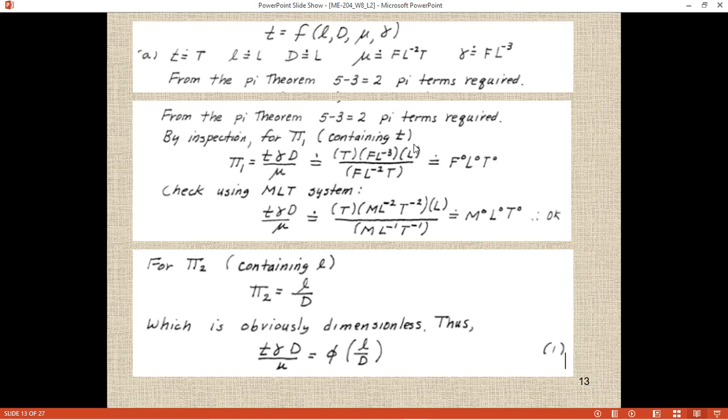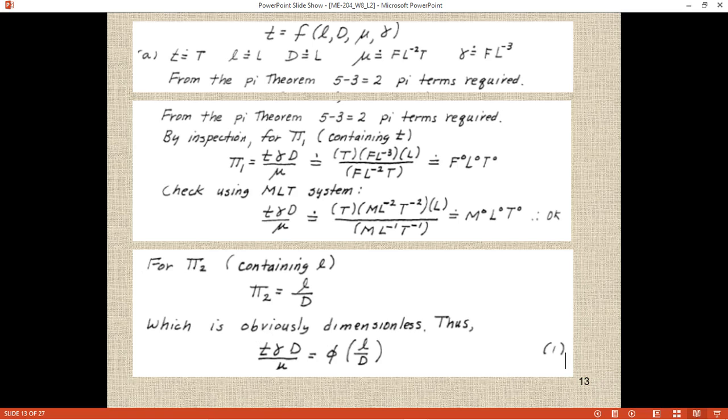You have to solve it the way we used to solve, and you will get this other pi term, L over D, which is 100% a dimensionless number. So the time term is the dependent pi term and this is the independent pi term. So pi 1 is a function of pi 2. That means T gamma d over mu is a function of L over D. This is equation 1, which we got by using the pi theorem.